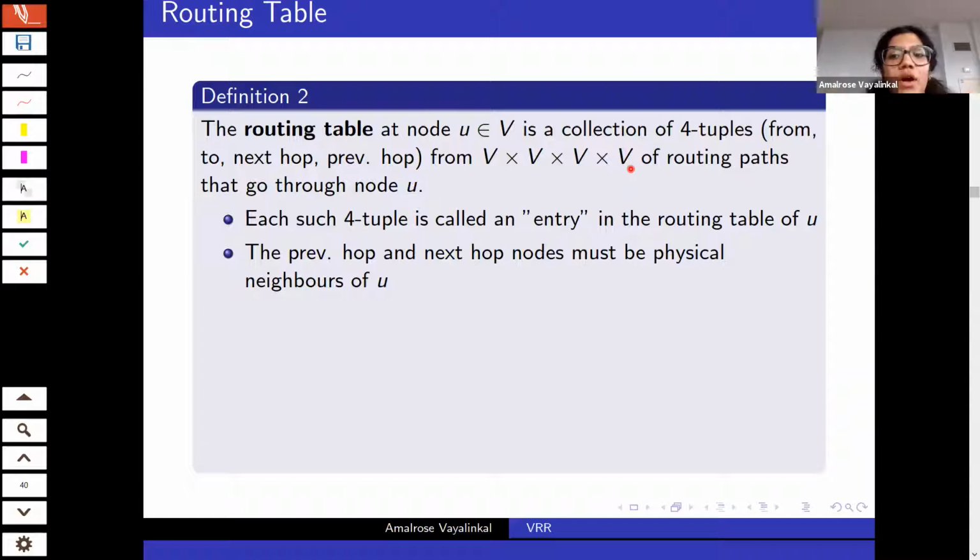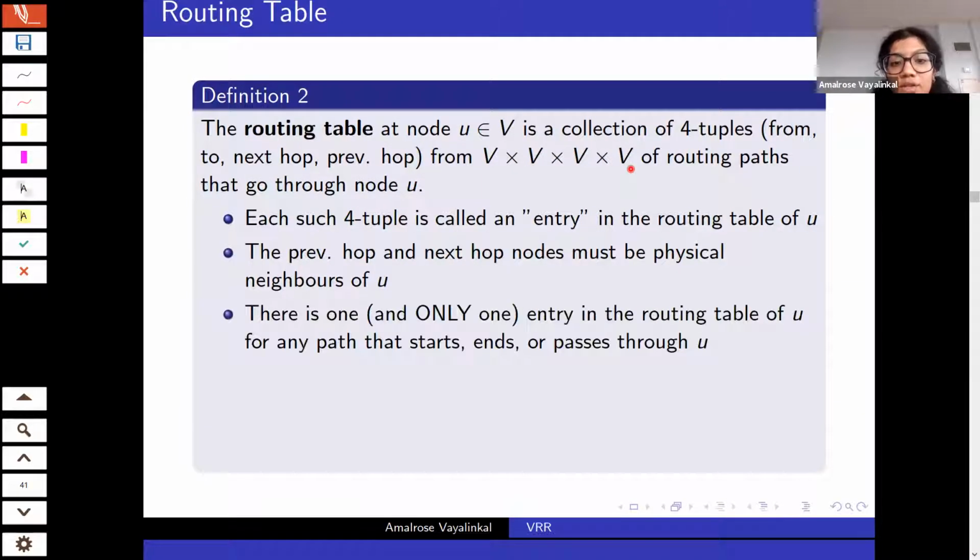Those virtual links were executed on physical links, so you can only really receive or send messages to physical neighbors. And there's one and only one entry in the routing table of U for any path that starts, ends, or passes through U. The only condition is there so that if U is on a path from 1 to 2, we don't want there to be another entry for the same path from 2 to 1, right? That's why this previous hop information is there, so that we know how to travel backwards, and we don't have to store 2 copies of the same information, if that makes sense.